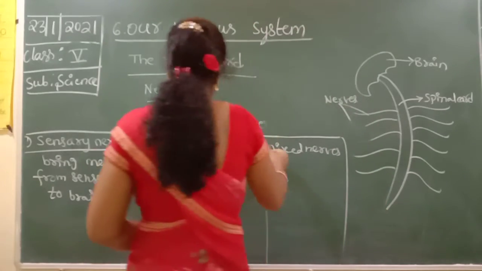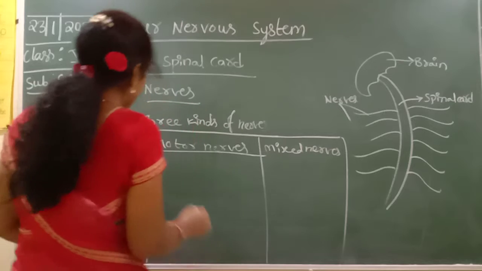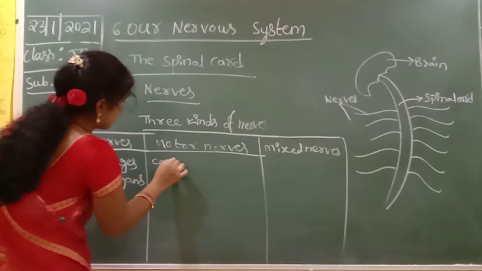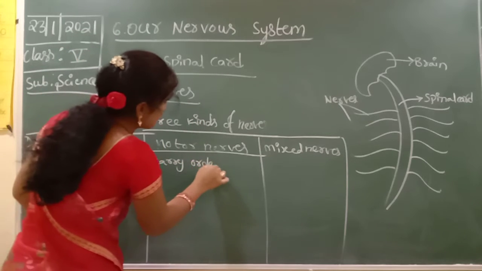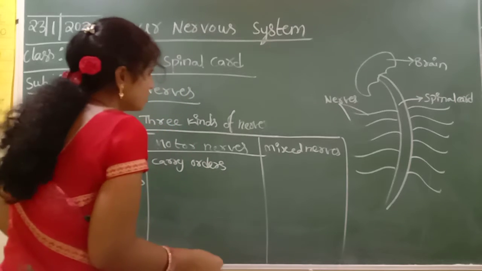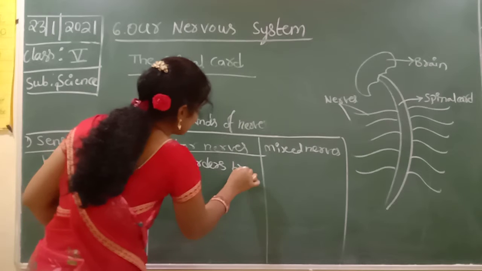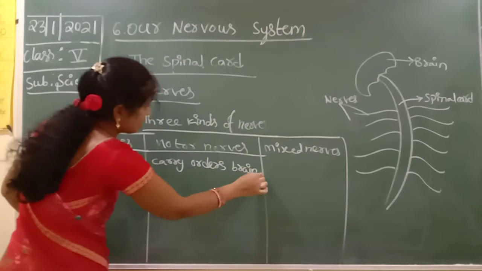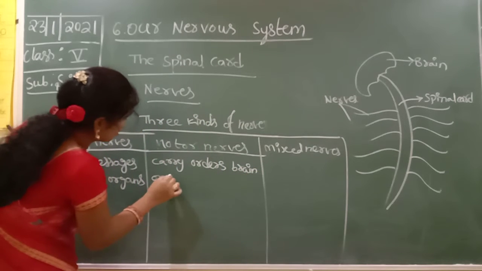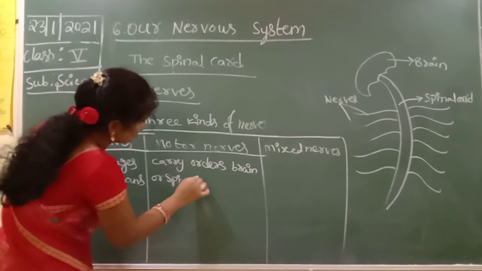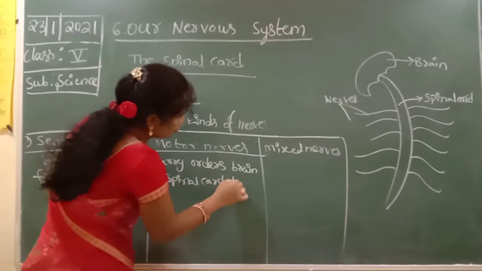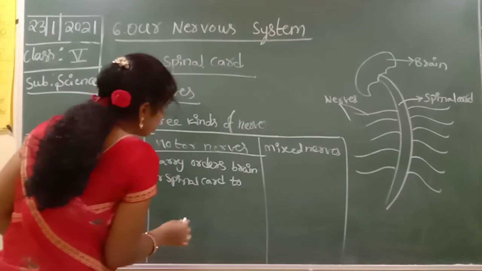Next, motor nerves. Motor nerves carry orders from the brain or spinal cord to muscles or glands.